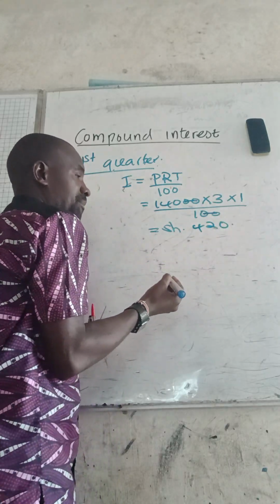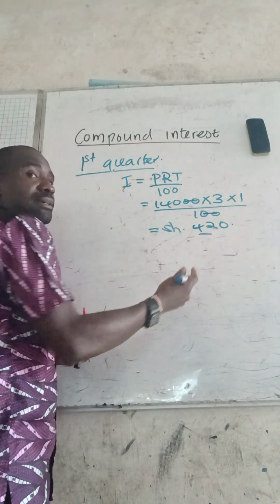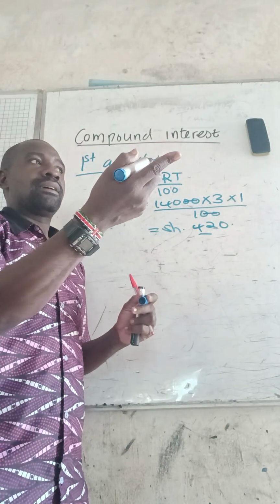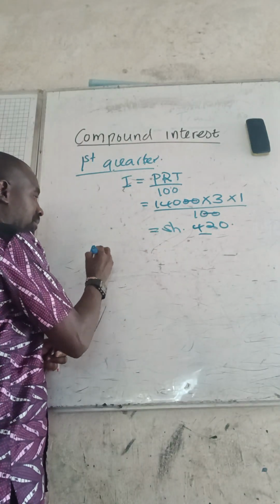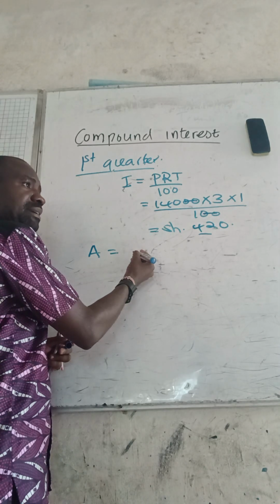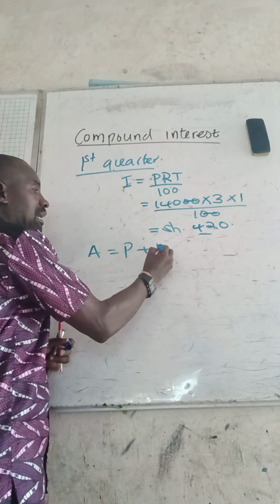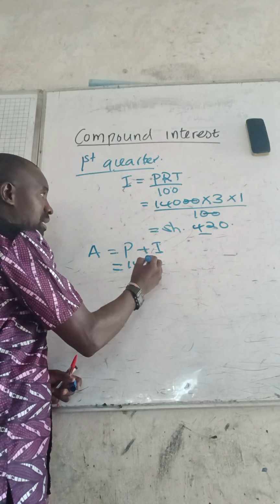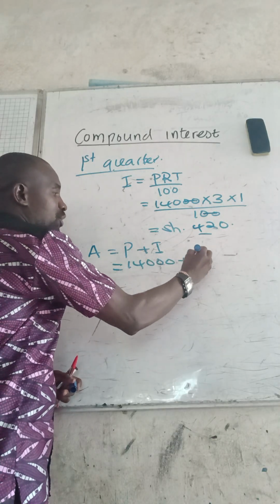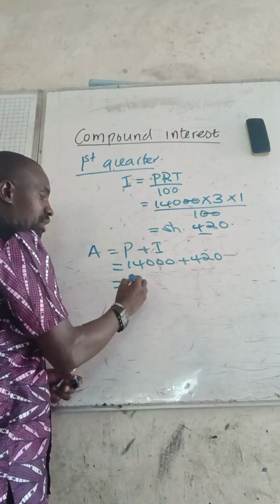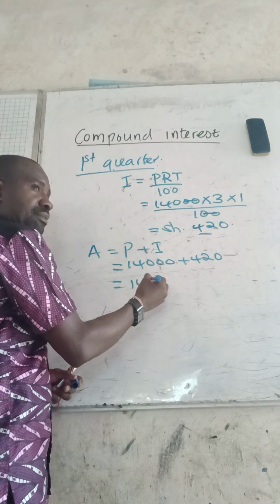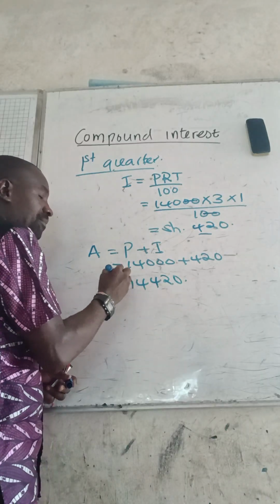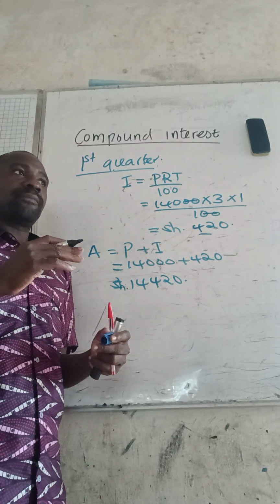420 shillings. That is the interest. So by the end of the first quarter, what is the amount? Amount is given as principal added to interest. So check: 14,000 added to 420 should give you 14,420. That is the first quarter.